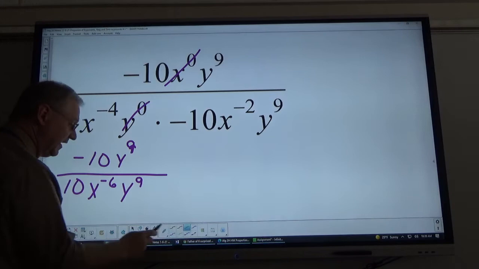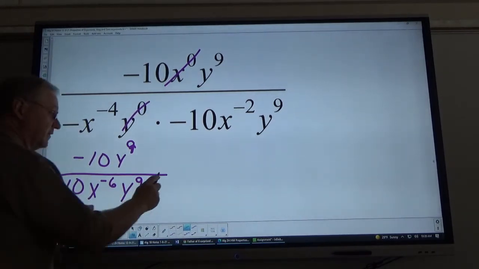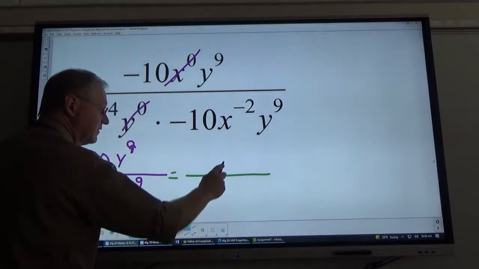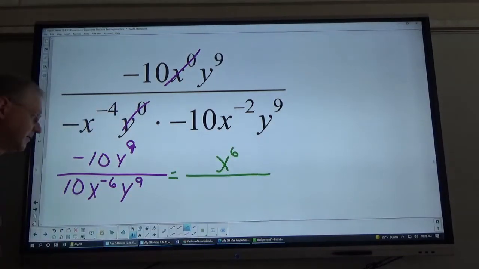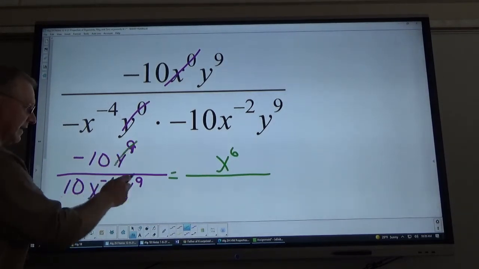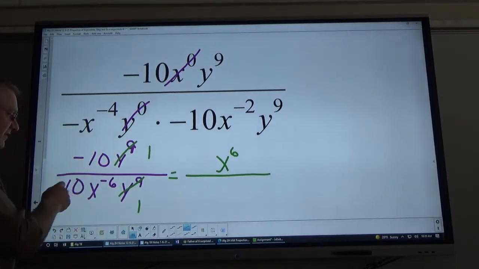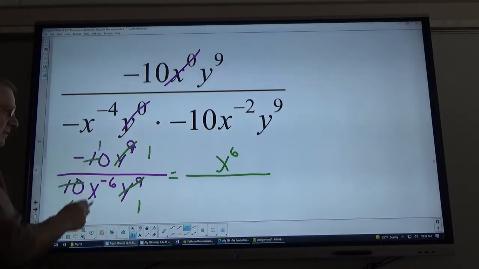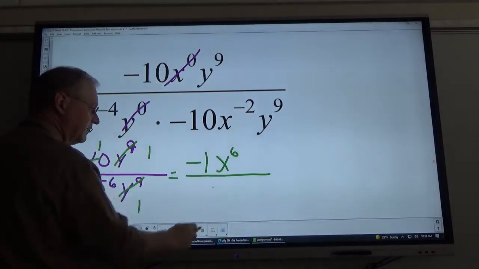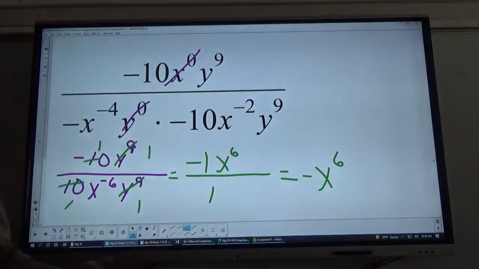I can move that negative 6 to the top right now. In fact, I can do that x to the positive 6 because there's no other x's in here. So that just becomes x to the positive 6. Y to the 9s are going to completely cancel out. And negative 10 over positive 10, I'm just going to have negative 1. Isn't that just negative x to the 6? And that's my whole problem. That's my whole answer. Negative x to the 6.